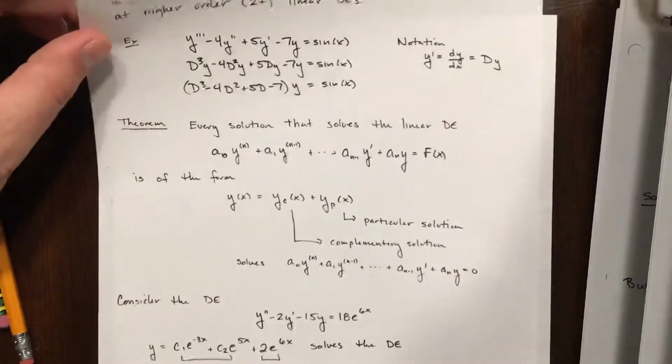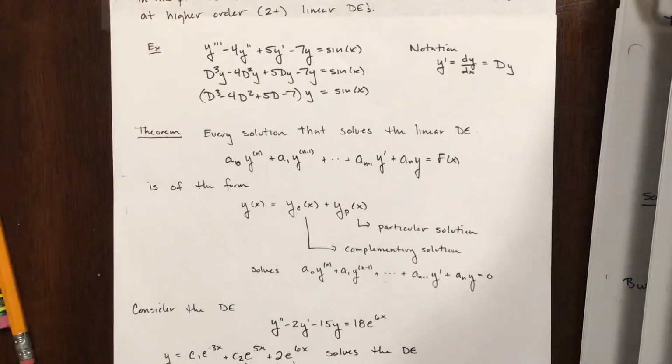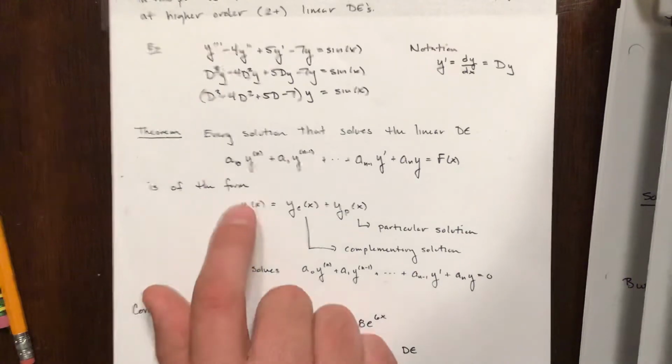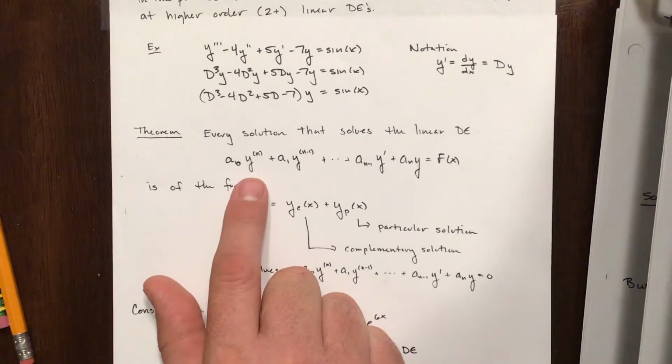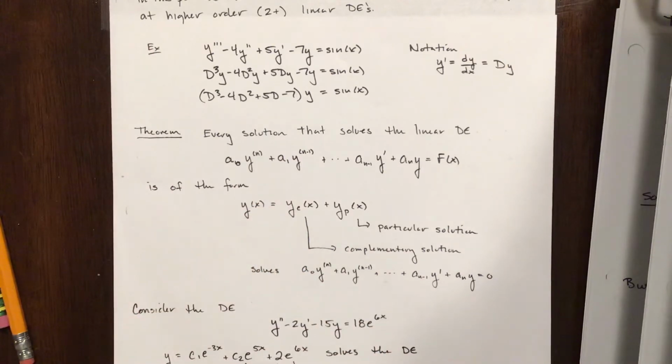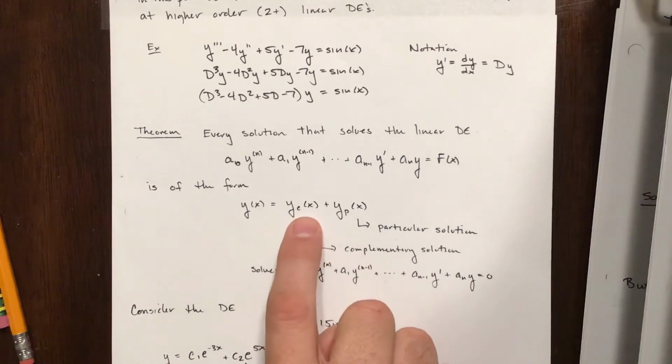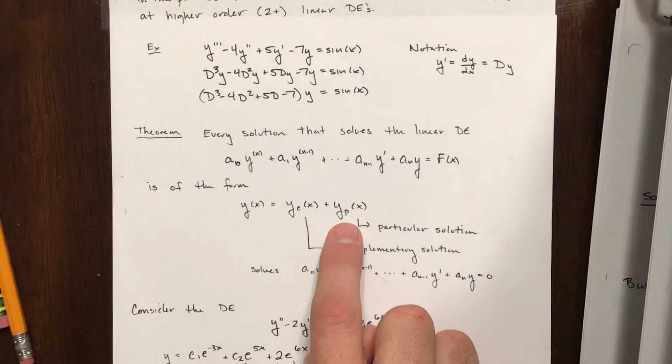First theorem that we look at, a very important theorem, says that every solution that solves the differential equation, and it's important that you recognize this form, a naught times the nth derivative of y plus a1 times the n minus 1 derivative, and so on down, equals f of x. Every solution to that differential equation is of the form y of x equals y complementary of x plus y particular solution of x. So this is the complementary solution, y sub c of x, and this is y sub p of x.